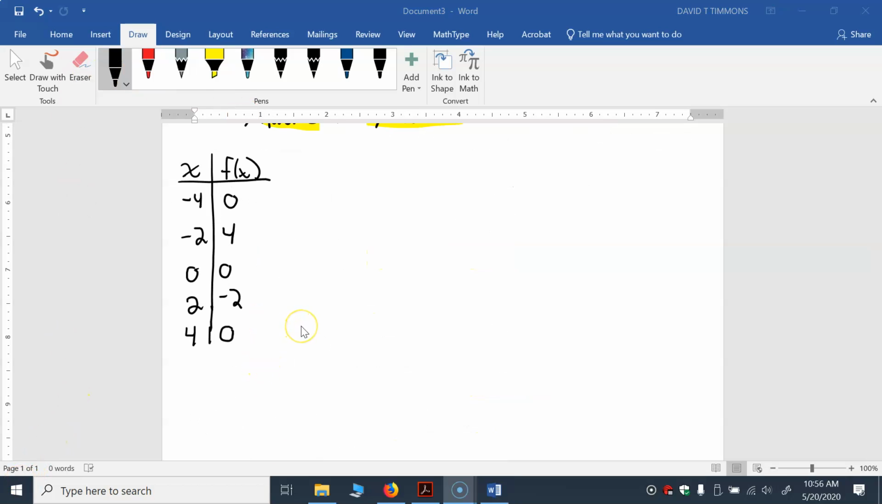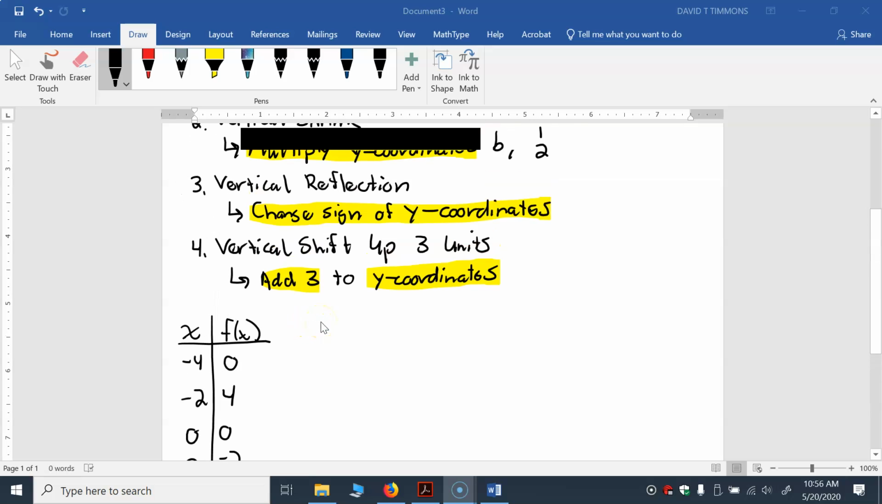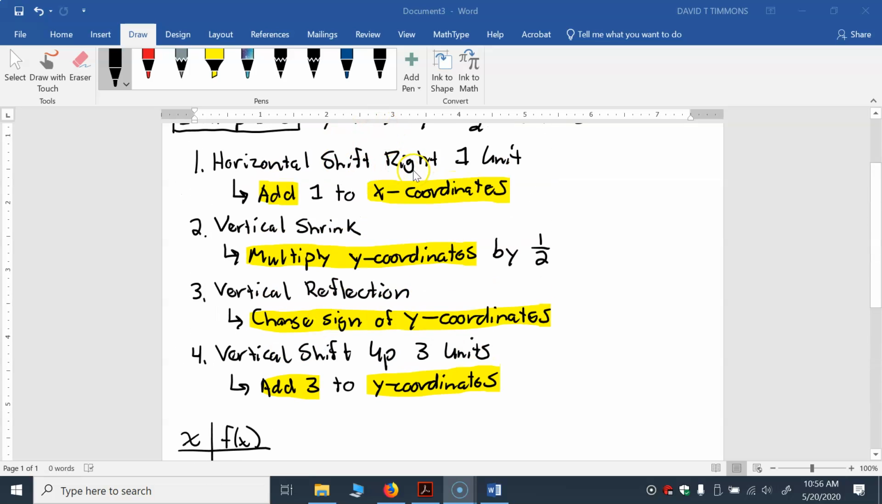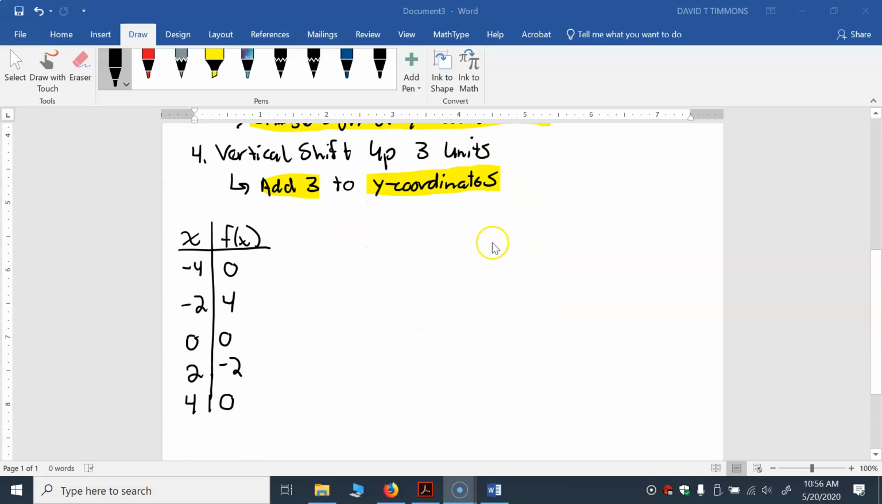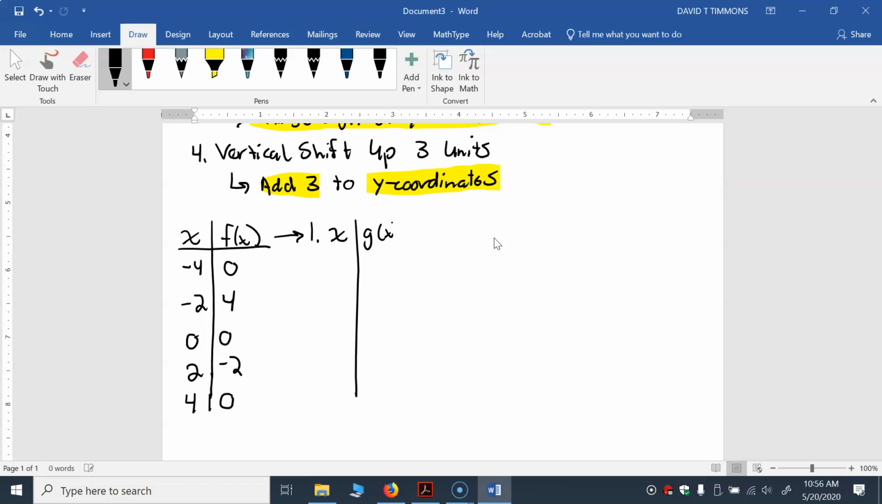So we have our points x and f of x that we got from the graph, and let's start to work through the transformation. So horizontal shift right 1 unit, add 1 to the x coordinates. So this will be my first step, and I'll just use some intermediate letters for the intermediate functions. We're going to have multiple tables of coordinates. Now, in this case, we're changing x, but not y. So I'm just going to copy the y values down. But we're going to add 1 to the x values. So this would be -3, -1, 1, 3, and 4.